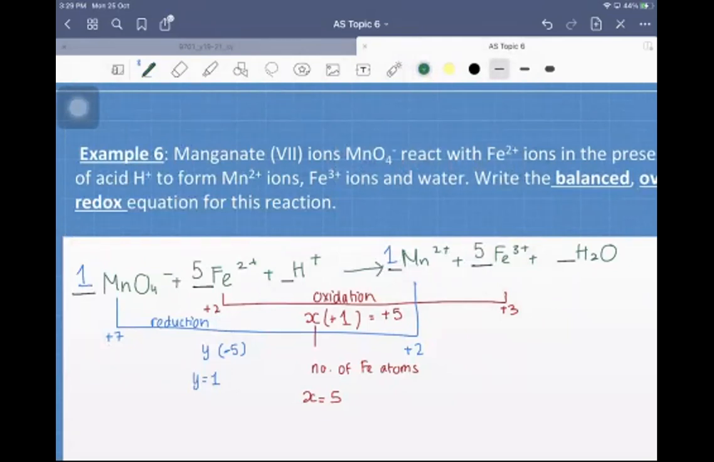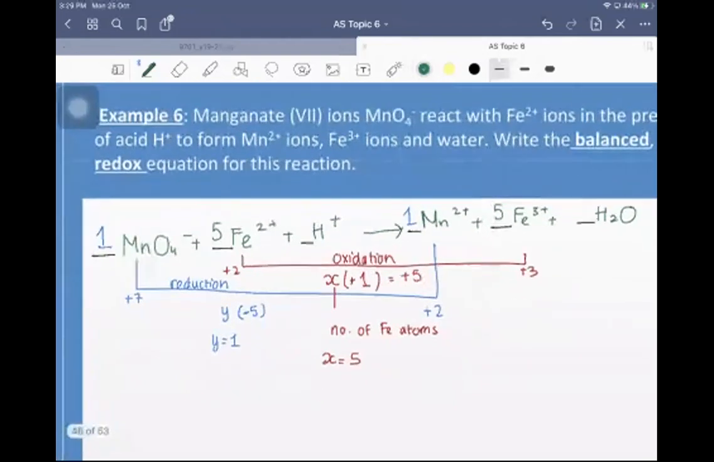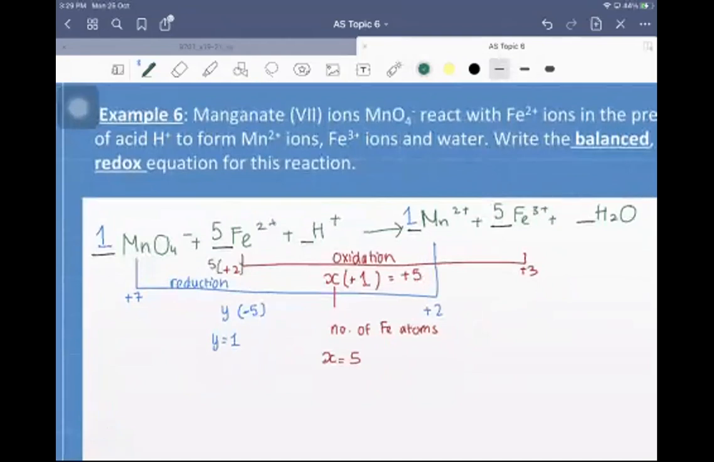Okay, so now if I correct my diagram, 5 times +2, which is 10, to go up to 5 times +3, which is 15. So you go from 10 to 15. That is an increase by 5. So now it matches. Goes up by 5, goes down by 5. The rest, you just have to follow the equation.